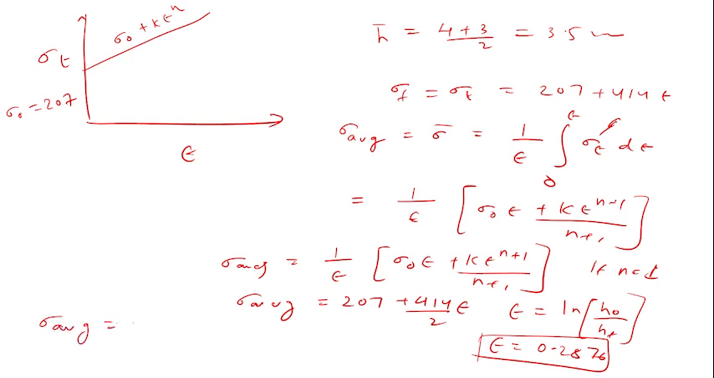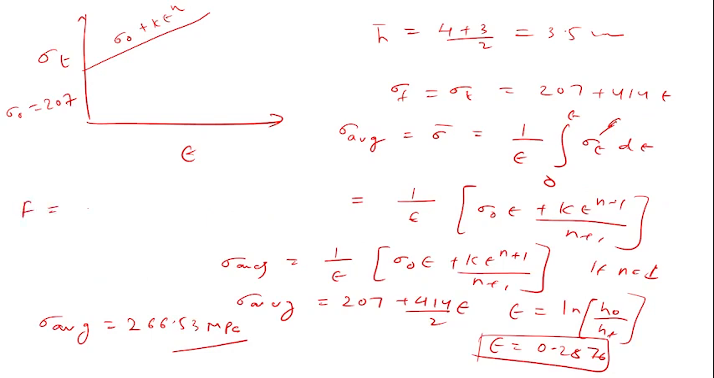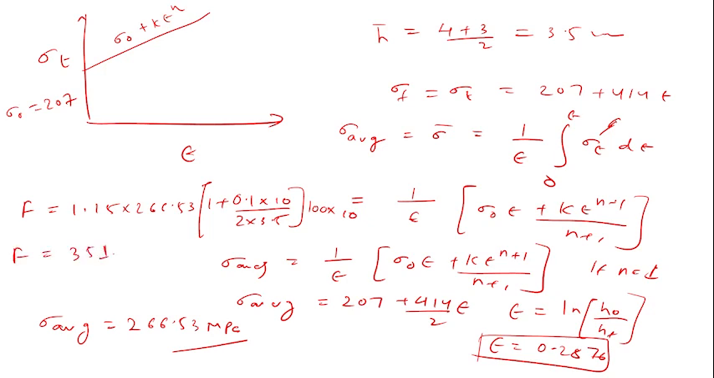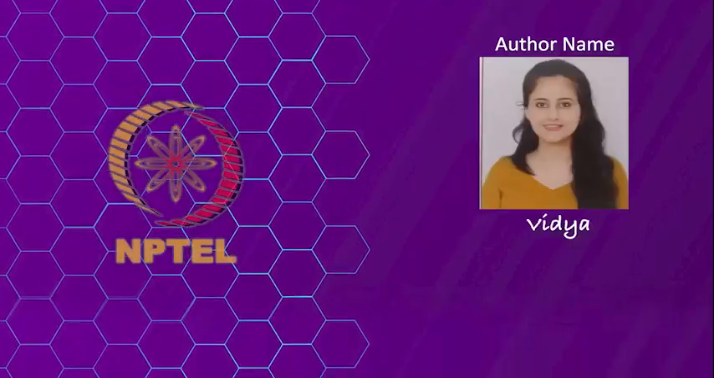Now we will fill all the values to get the sigma average. So your sigma average will be 266.53 MPa. Then we fill in this equation with mu L and H bar. So this equation will turn out as F equals 1.15 into 266.53, into (1 plus 0.1 into 10 divided by 2 into 3.5), into 100 into 10. So here you get the answer as 351 kilonewton. So your answer will be 351. Thank you for watching this video.